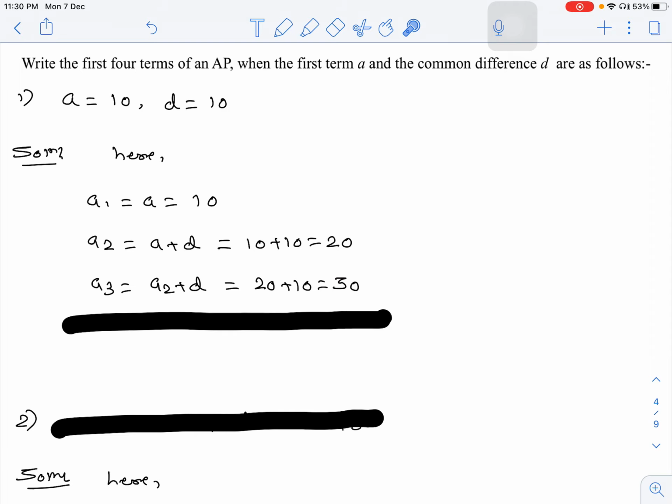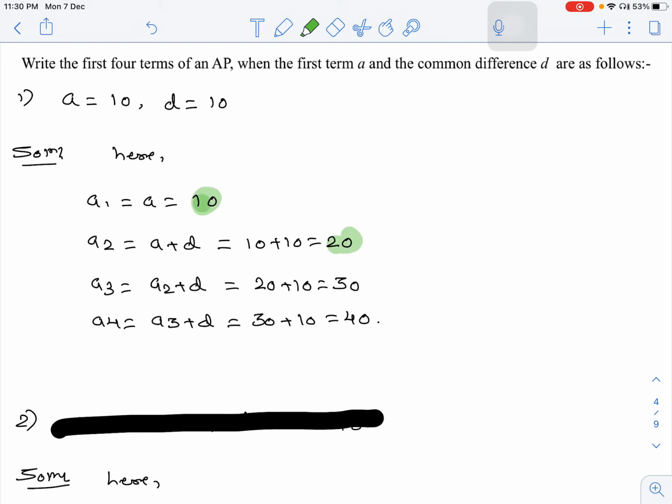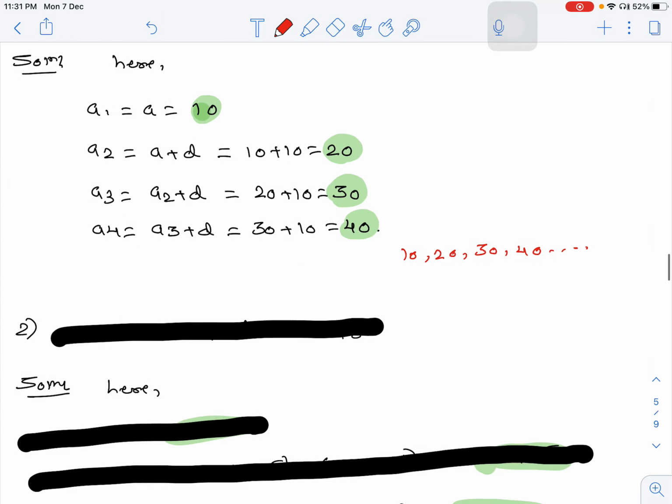Now what will be A4? It will be the third term, that is A3 plus D. So A4 equals A3 plus D, that equals 30 plus 10 equals 40. So now these are our four terms. Our first term is 10, second term 20, third term 30 and fourth term 40. If the question asks you to write the AP or the list of numbers, you can write the list of numbers as 10, 20, 30, 40 and so on. Now, next example.